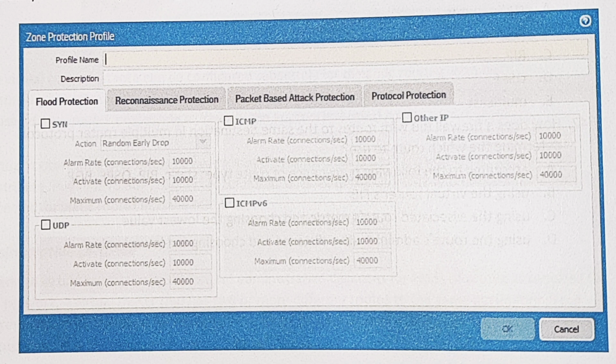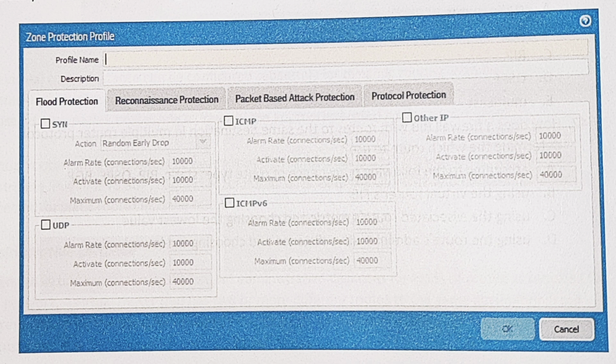Let's understand zone protection profiles. Zone protection profiles defend the zone at the ingress edge against reconnaissance, port scan, and host sweep attacks, IP packet-based attacks, non-IP protocol attacks, and flood attacks by limiting the number of connections per second, CPS, or different packet types. Zone design itself provides segmentation of networks, which magnifies the protection of zone protection profiles.